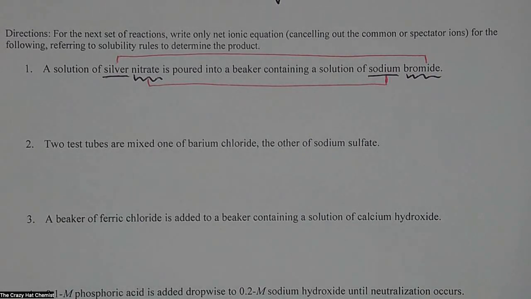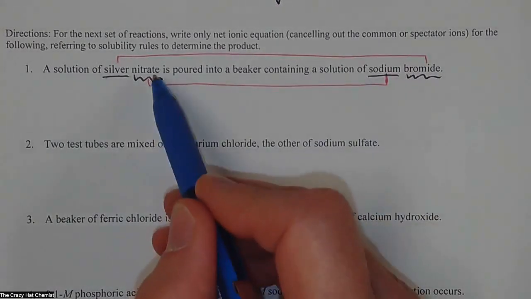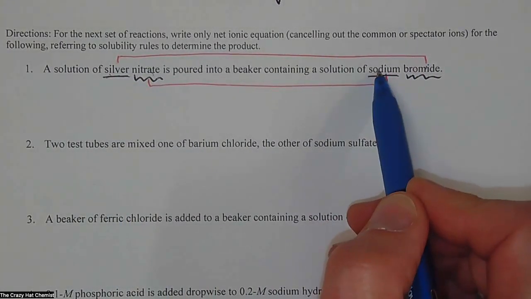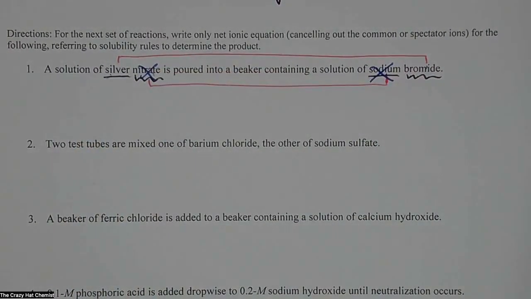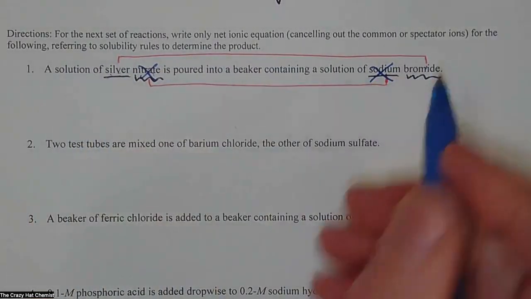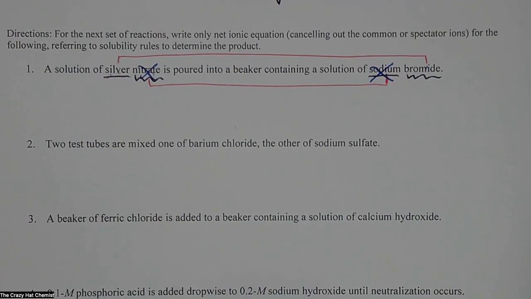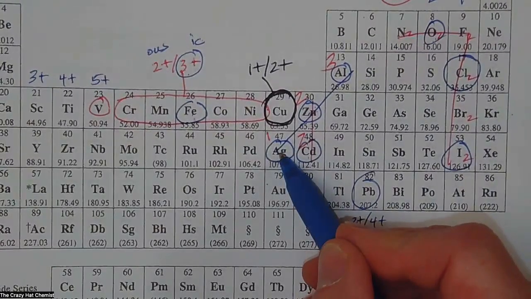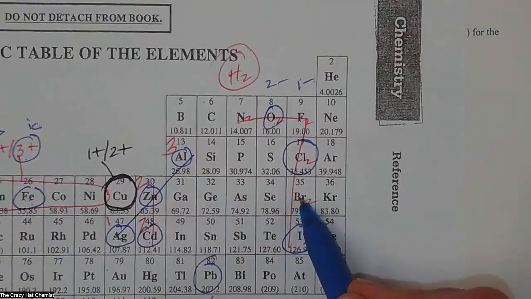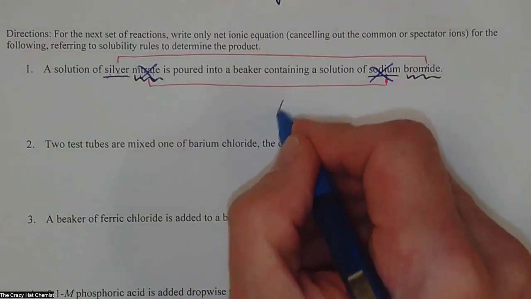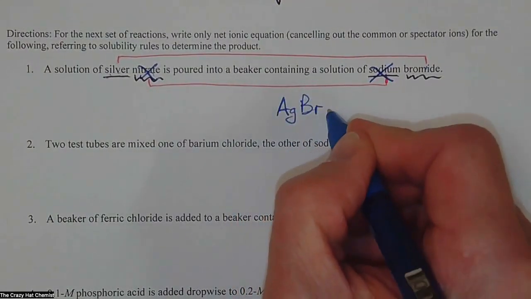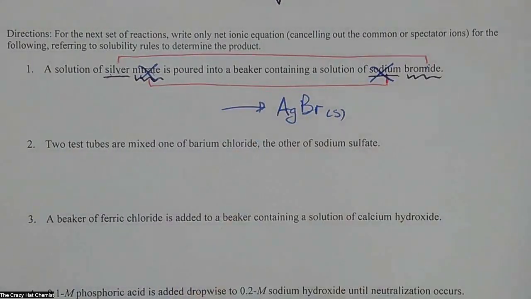So, you're going to ask yourself, which one of the products is a solid? Is it sodium nitrate or silver bromide? Well, sodiums are always aqueous, so it can't be this one. Nitrates are always aqueous, so it can't be that one. Therefore, it must be silver bromide. Silver is a 1+ charge. That's a periodic trend. That is coming directly from here. Silver, 1+ charge. Bromide, 1- charge. So I should get AgBr, that's a solid.